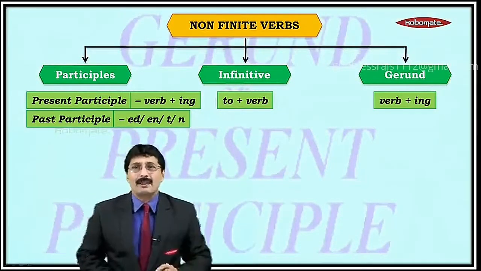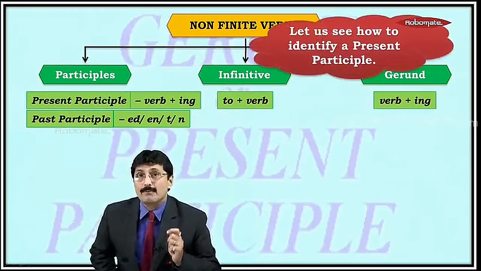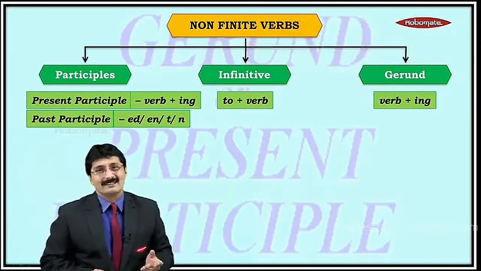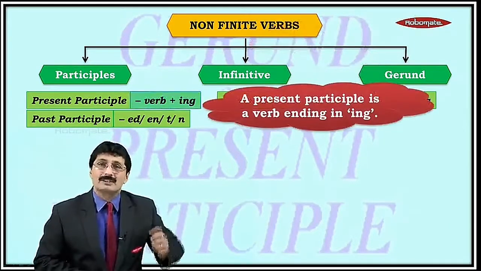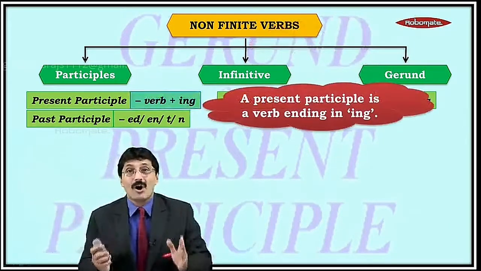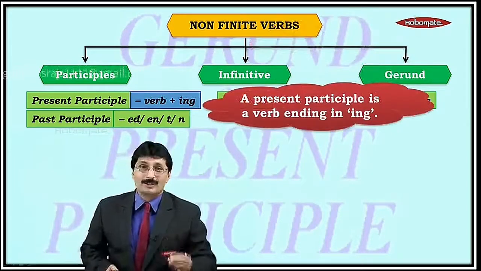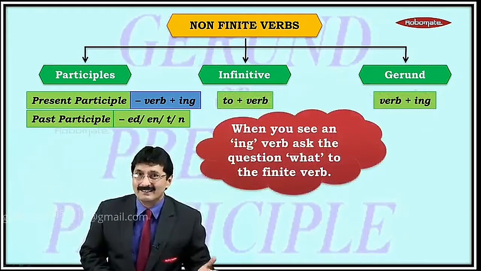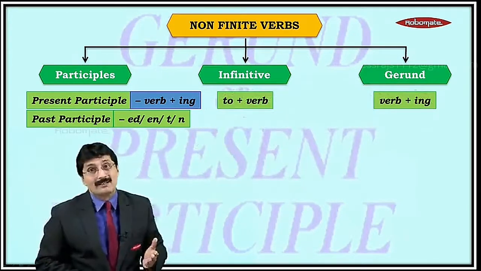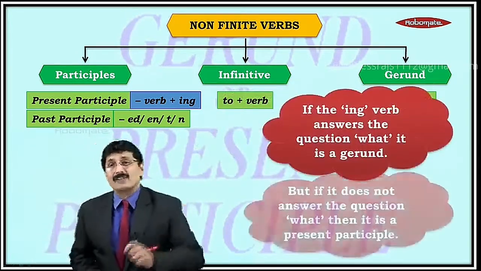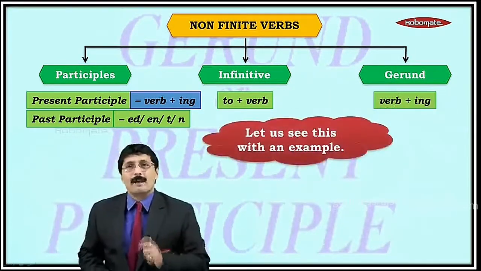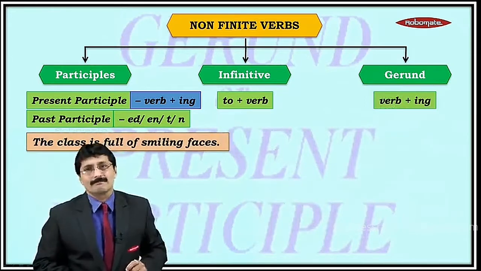So here we are, my friends. Now let's look at present participles. Obviously, if an ing, which is non-finite, does not answer what to the verb, it has to be a present participle. Right? Because if we ask what, and if it answers, it is a gerund. And if it doesn't answer, it is a present participle. So, let's take an example.